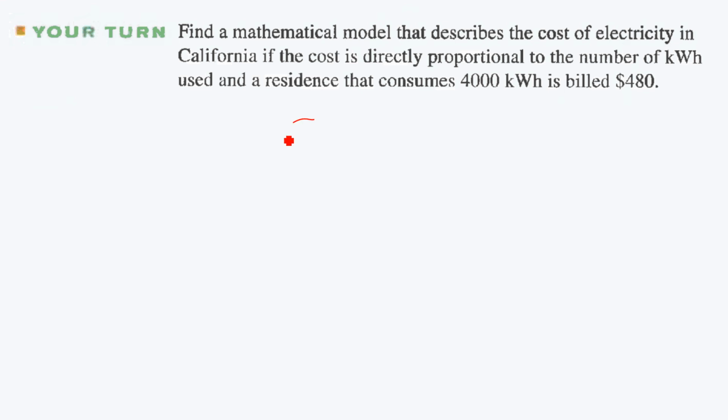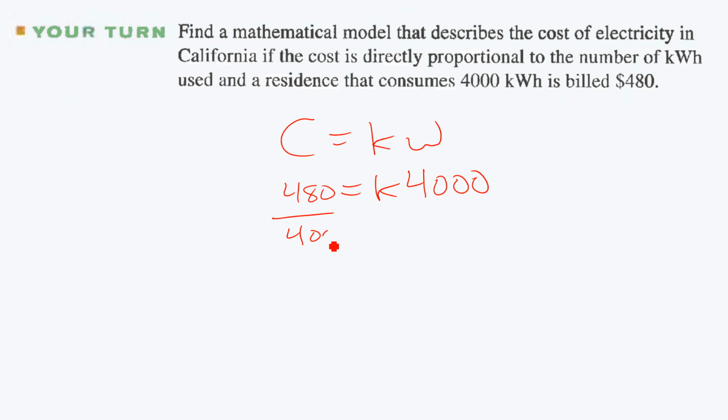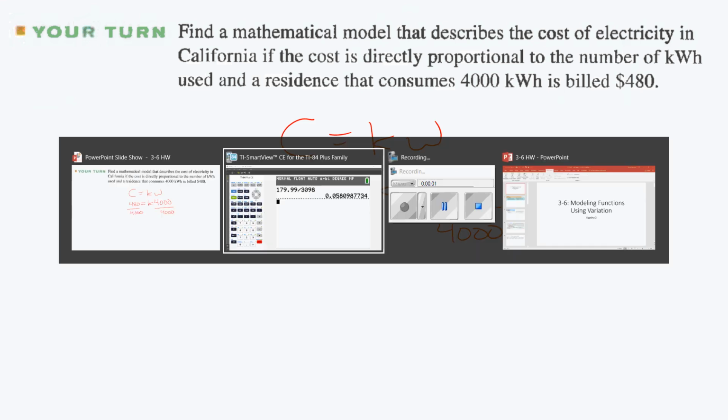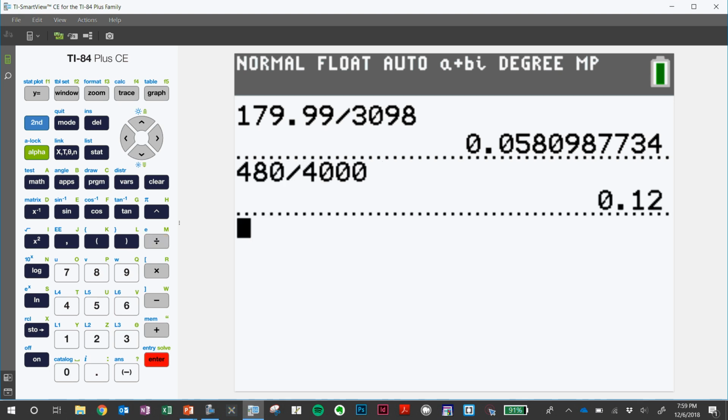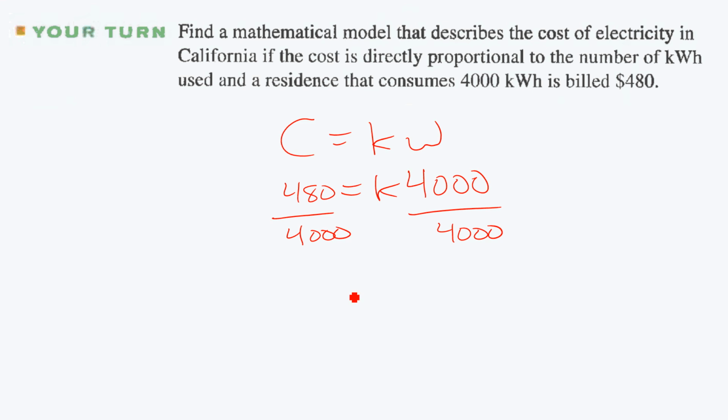Okay, so hopefully we wrote C equals KW again. And we have 4,000 for our kilowatt hours. And that cost us $480. So we'll divide both sides by 4,000. Let's go grab our calculators and do 480 divided by 4,000. 480 divided by 4,000 is 0.12. So C equals 0.12 W.